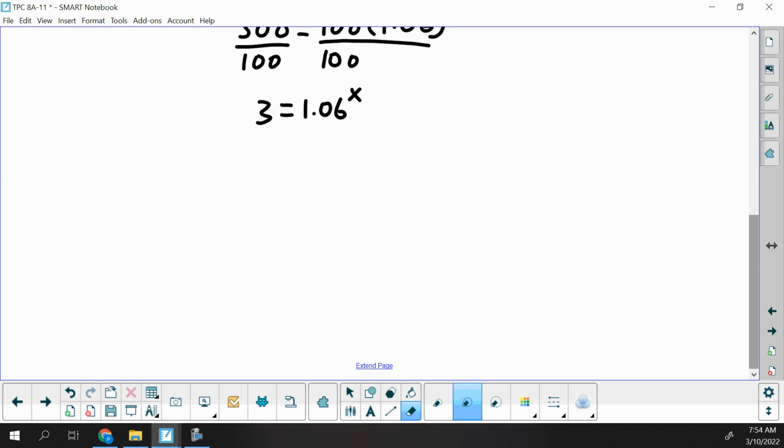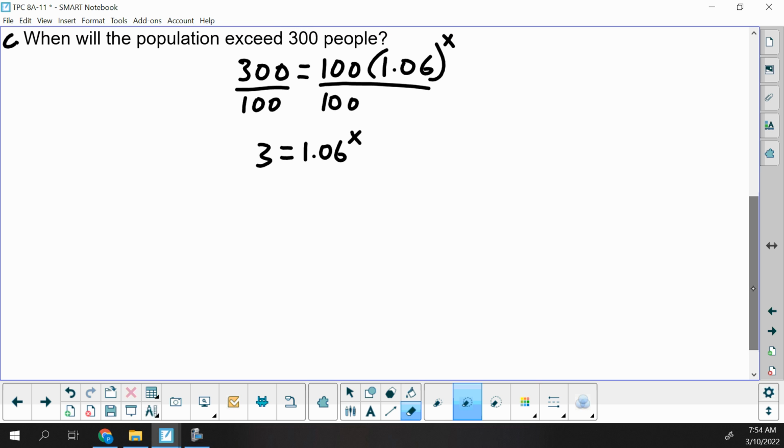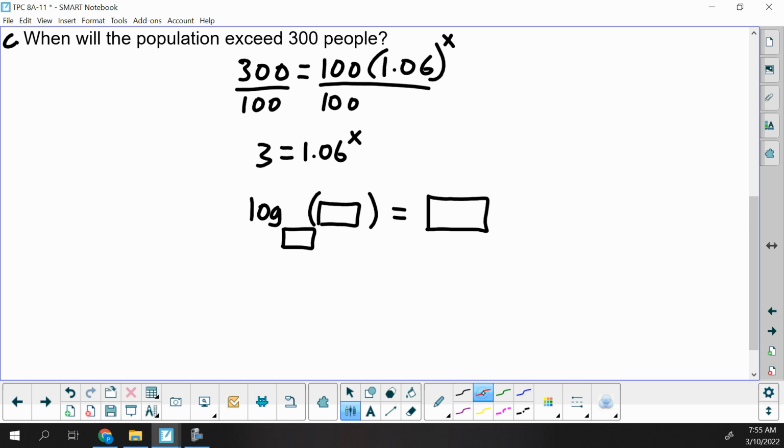Now here's the tricky part. If we want to get to an x that's in an exponent, we've got to do a log. In our log, we will have a base, we'll have the inside of our log, and we'll have what it is equal to. The base of your exponent is always the same as the base of your log. The base of our exponent is 1.06.